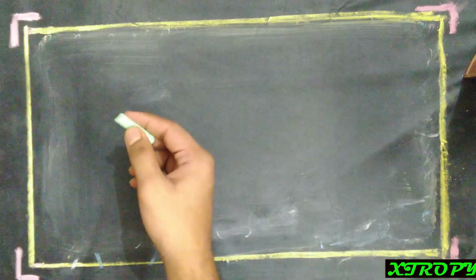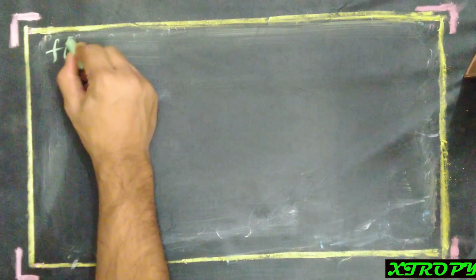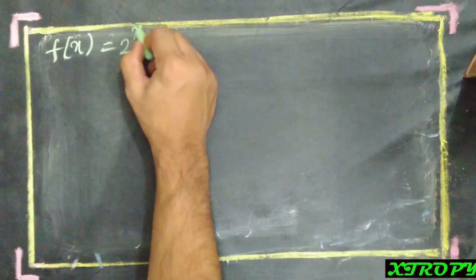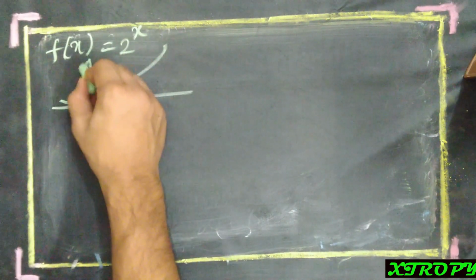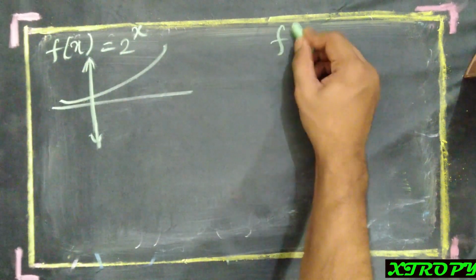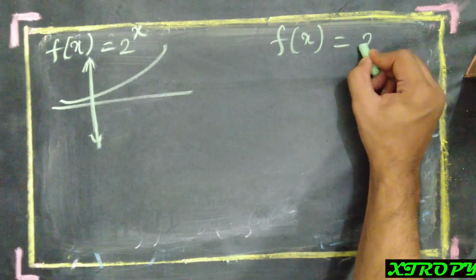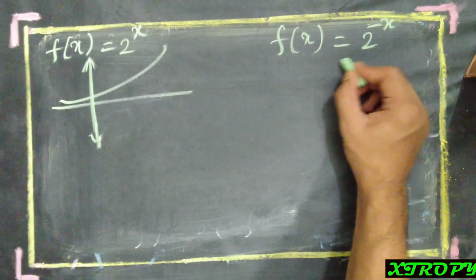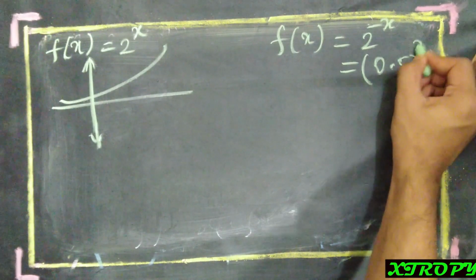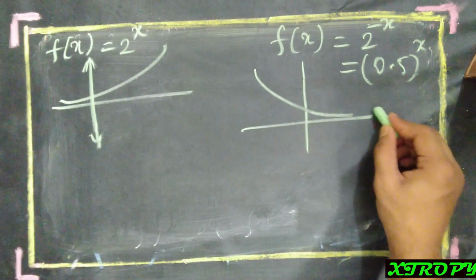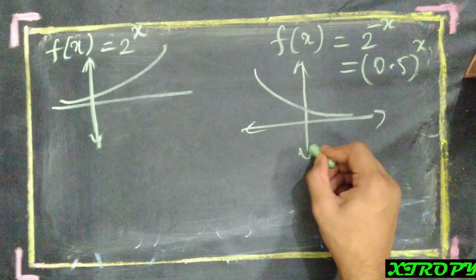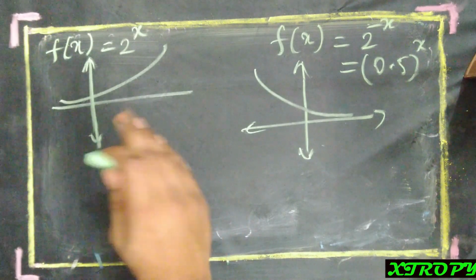Well, graphs are fun, aren't they? So let's see what else we can observe from the graphs. Like I have shown you earlier, the graph of f(x), where f(x) is 2^x, is of this type, right? And the graph of f(x), where f(x) is 2^(-x), or you can rewrite it as 0.5^x, is of this type. Key differences in the nature of these two graphs.